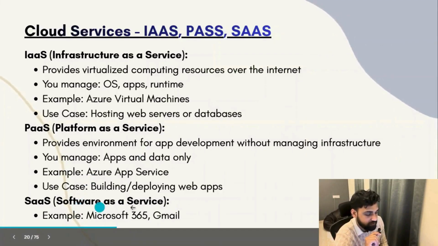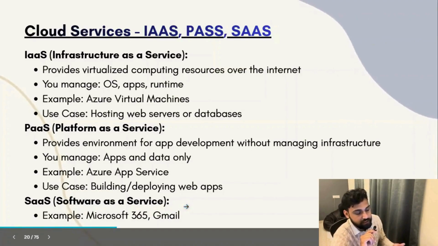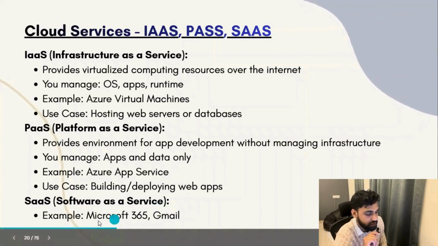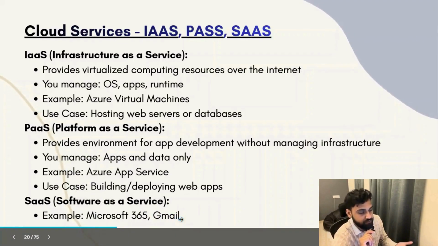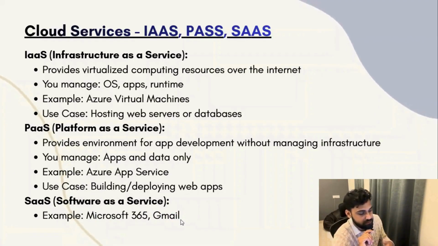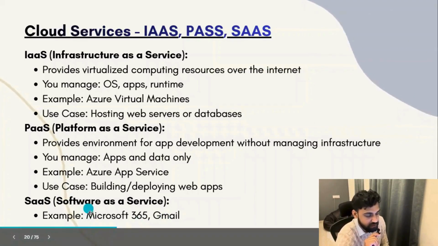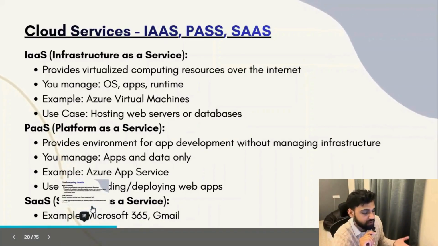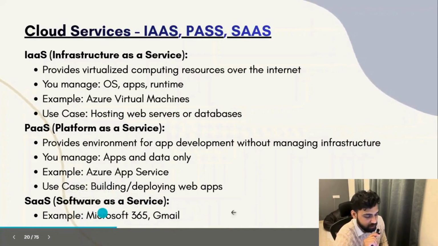Then we have the software as a service. This is directly linked to software. For example, we have Microsoft 365, Gmail, Outlook, Microsoft Teams, and other software. All of these come under software as a service, because here you don't have to build anything or code anything. You just directly use it and put your data in here. So this comes under software as a service.